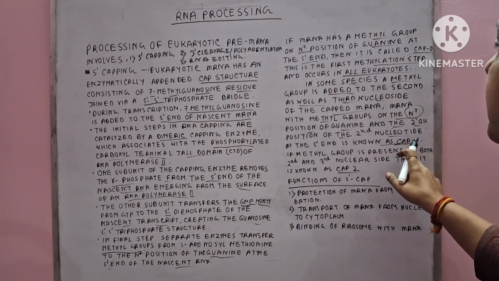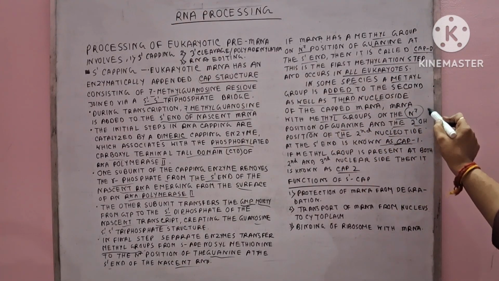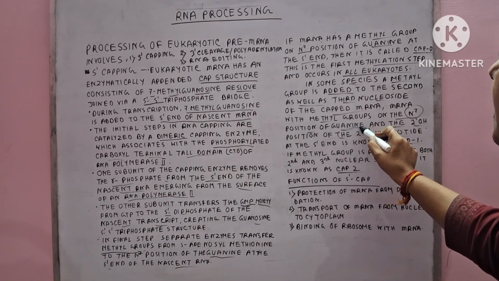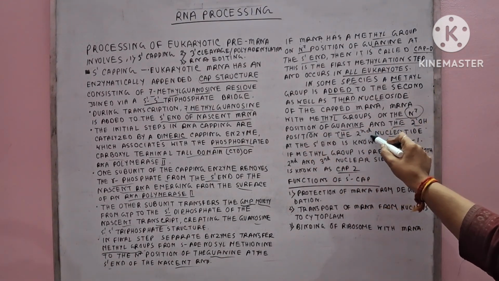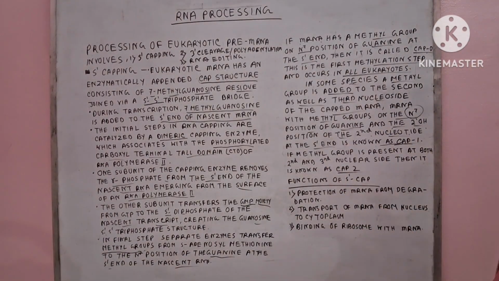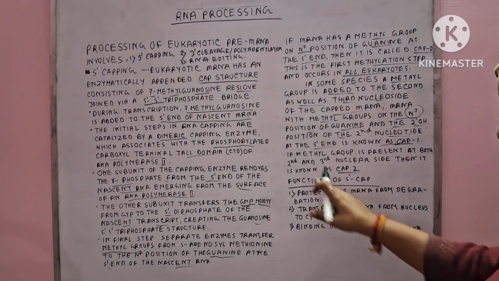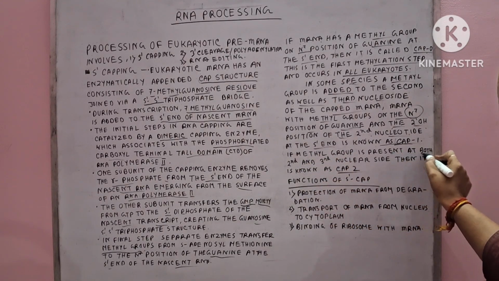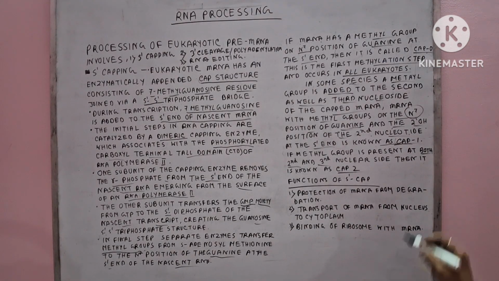So what is being said? The mRNA with the methyl groups on the N7 position of guanine and the 2' hydroxyl position of the second nucleotide at the 5' end, in that situation the cap is called the cap 1. Okay, and if a methyl group is present at both the second and third nucleosides, then it is called the cap 2. Okay, clear?